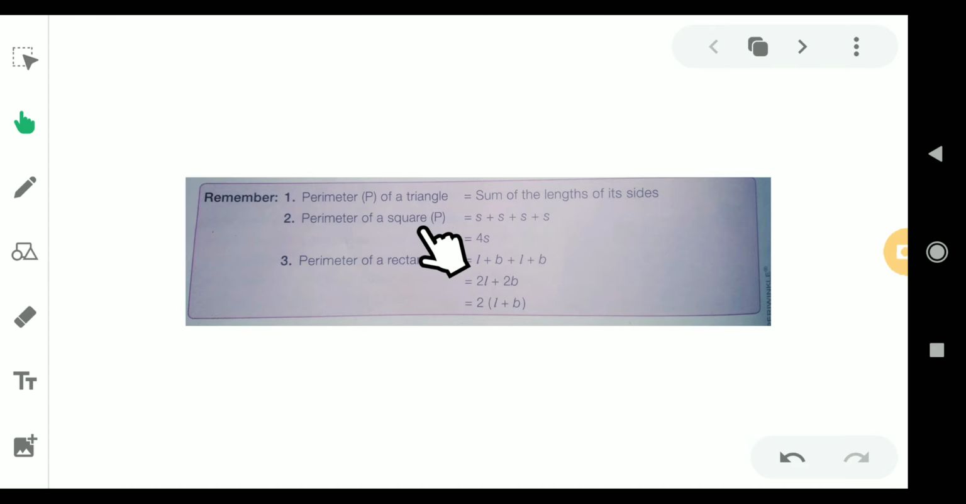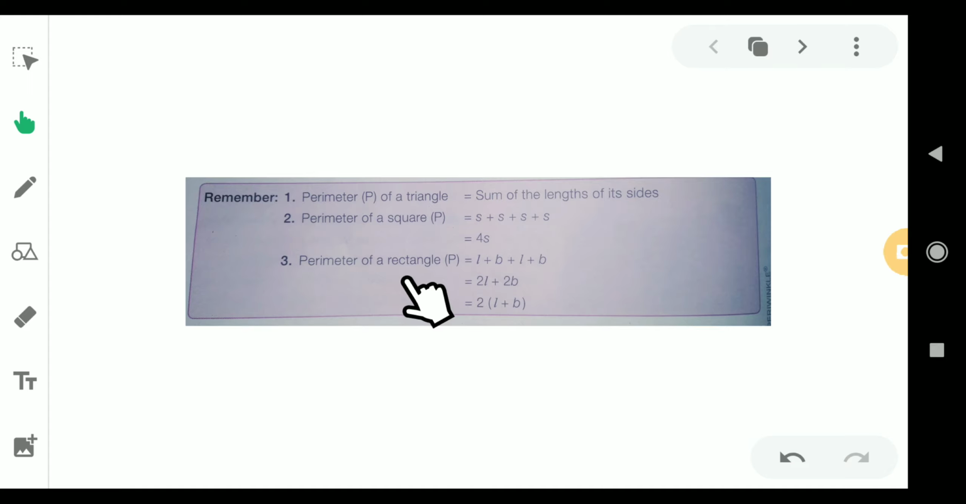So here, the given shape is a square. A square is a shape where all the sides are of equal length. That's why you have to add all the lengths of the sides of the square in order to get the perimeter. Look here: s plus s plus s plus s. Instead of adding s four times, we can write it as 4 times s, because repeated addition is nothing but multiplication, so it is 4s. Perimeter of a square is 4s, or else s plus s plus s plus s.